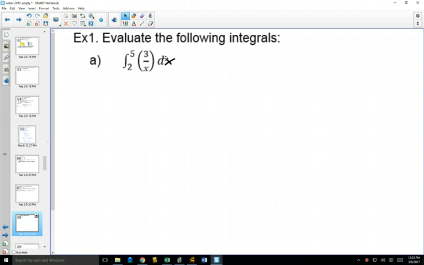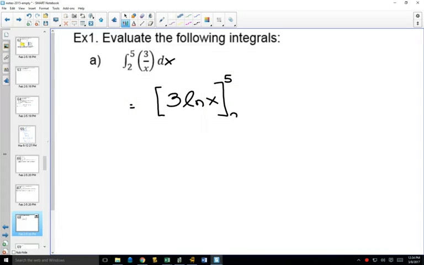Evaluate the following integrals. So, this is going to be equal to, well, we integrate the 3 over x like normal. 3 over x, the integral is 3 natural log of x. Notation-wise, we put our upper and lower there, from 2 to 5. And then to evaluate it, we plug in 5, then subtract, plugging in 2. And if there was no calculator, you would leave your answer like this. If it was calculator, you could plug that into your calculator and find out what that actual value is.